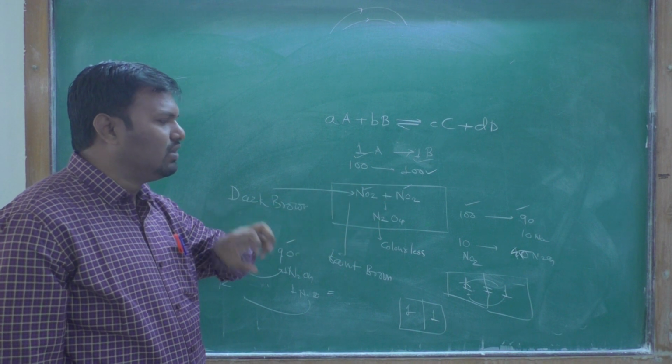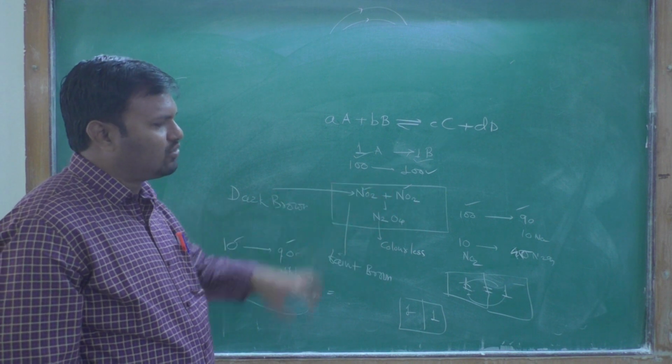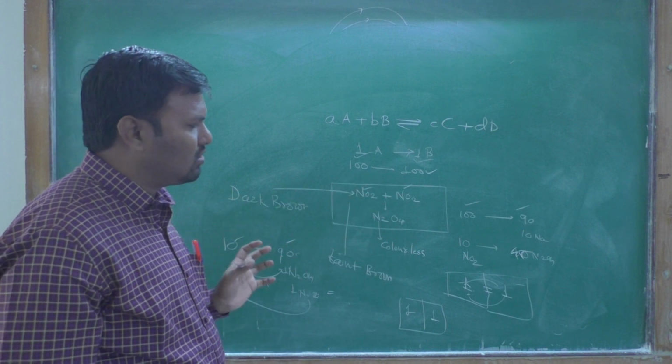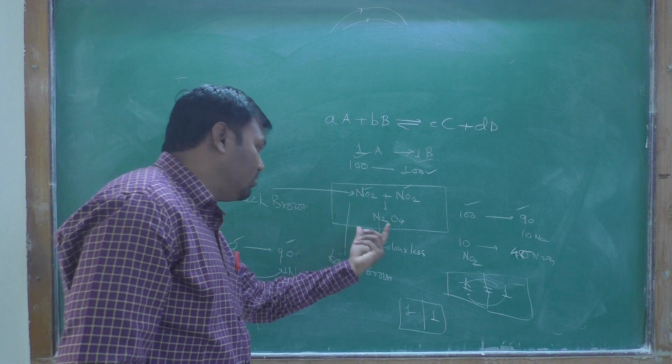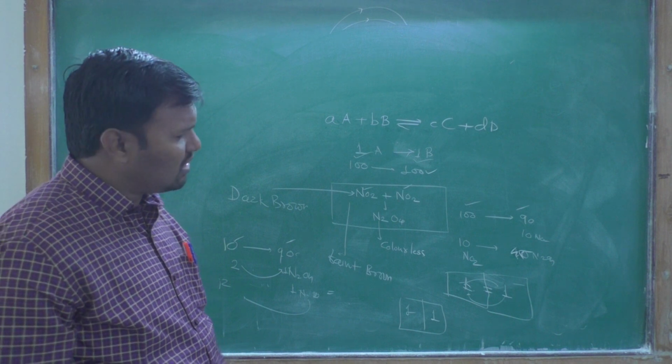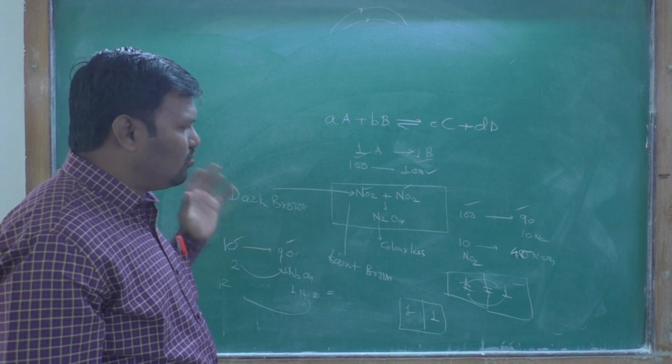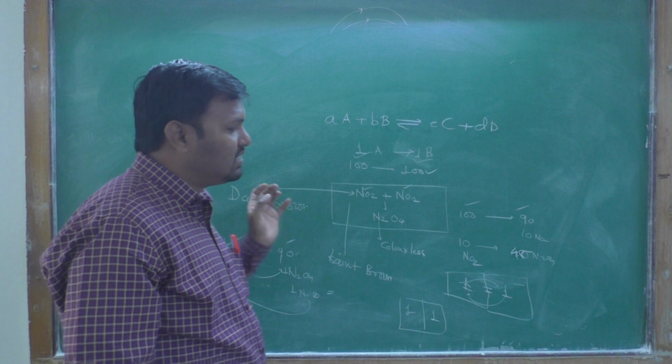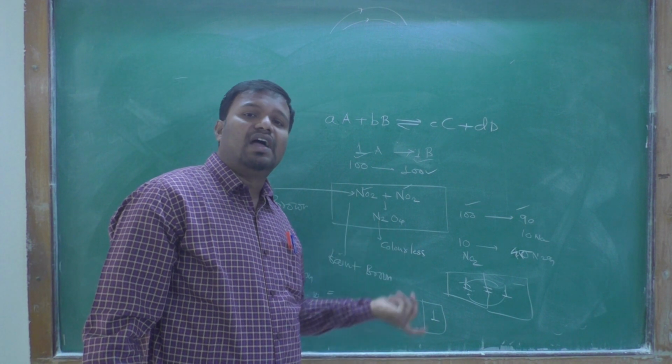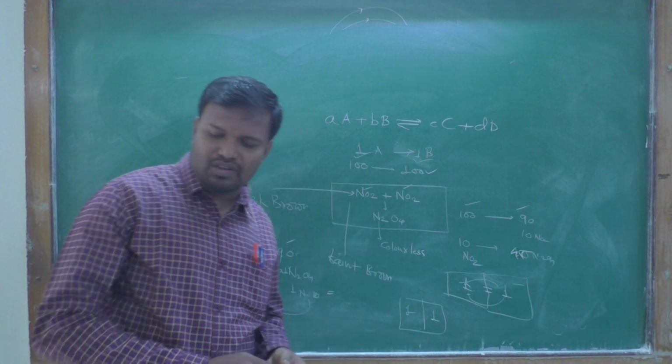If it had fully reacted, the glass should be colorless, but it is not totally converted into N2O4. Therefore you observe some color, and by observing this you can predict that an equilibrium is established, and that is called chemical equilibrium.